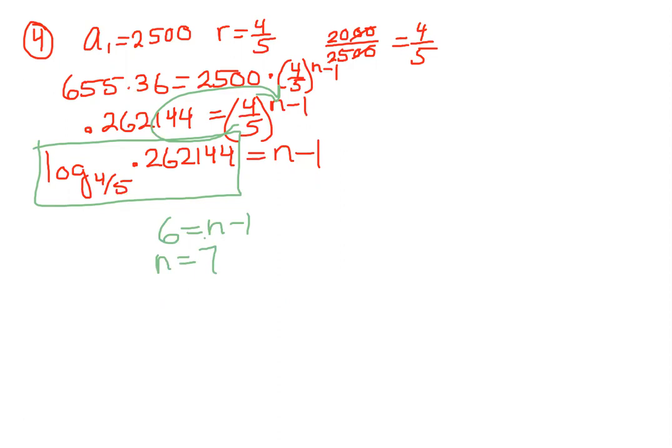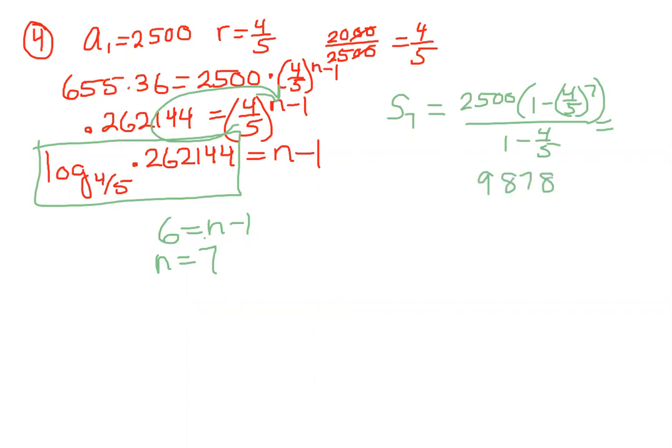So now we're going to put those into our equation to find S7, and we're going to have 2500 times 1 minus 4/5 to the 7th over 1 minus 4/5. And we get 9878.56. All right, that's number 4. Let's look at number 5.